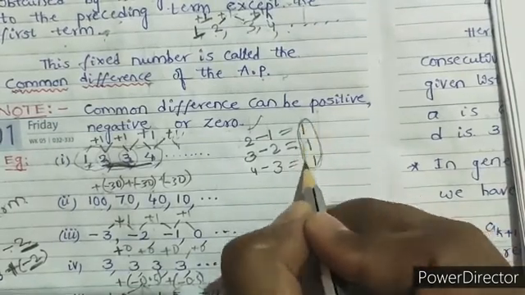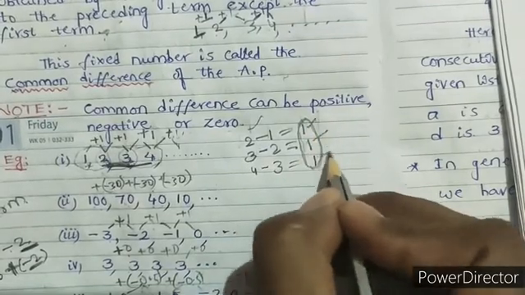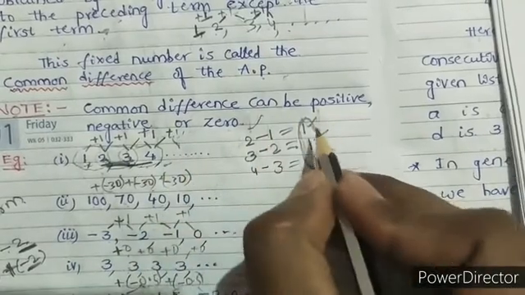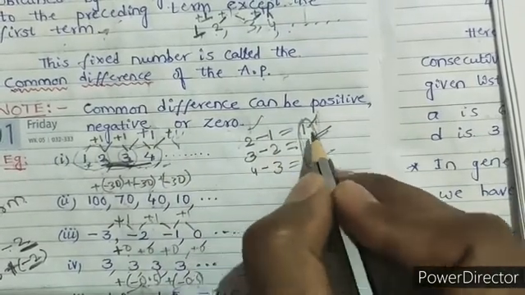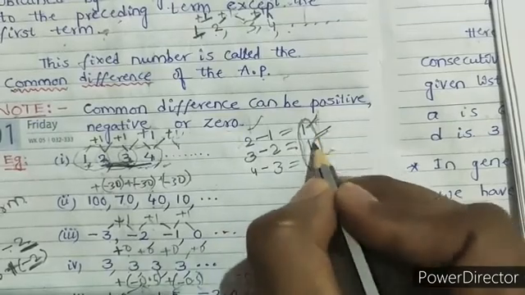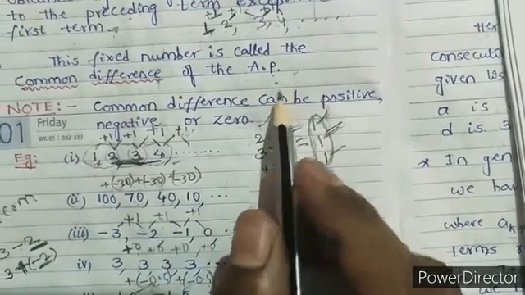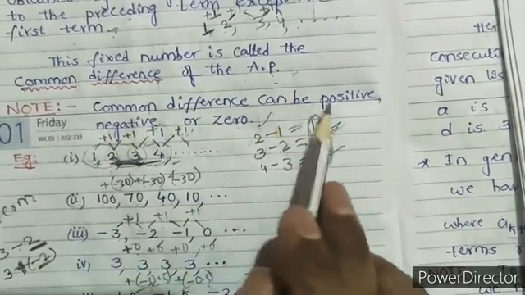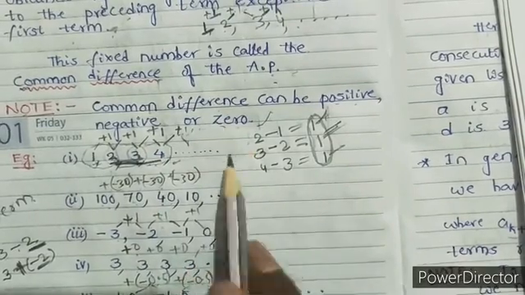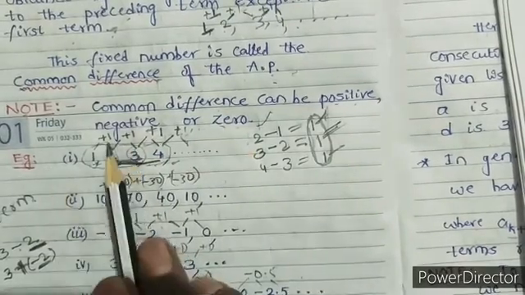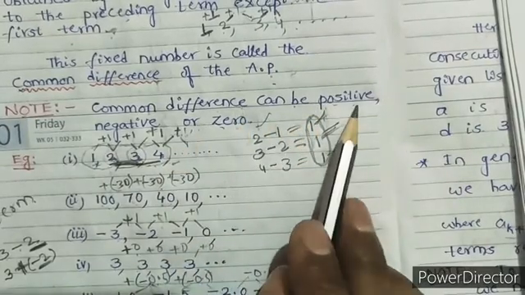The difference is the same. So we can call this 1 the fixed number in this list of numbers. So this is common. We are finding the difference, and the difference is common. That is why that particular fixed number is called the common difference of the AP. Note, common difference can be positive, or it can be negative, or it can be 0. Let us take this example only. Here the common difference is plus 1. So common difference can be positive.